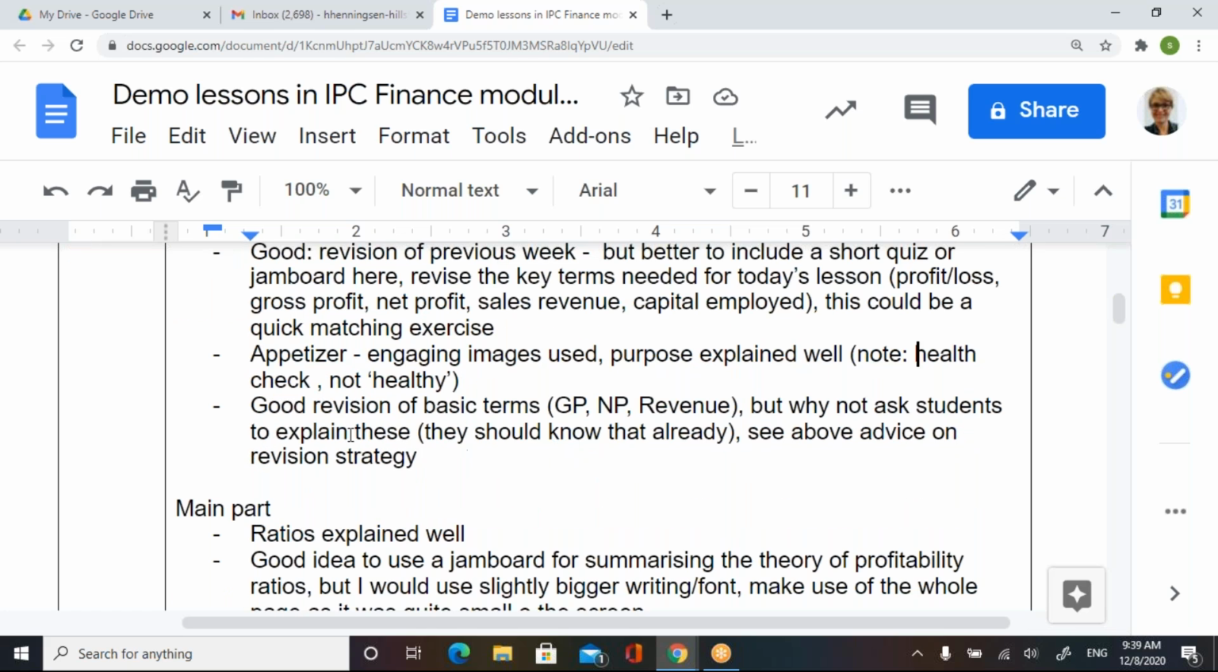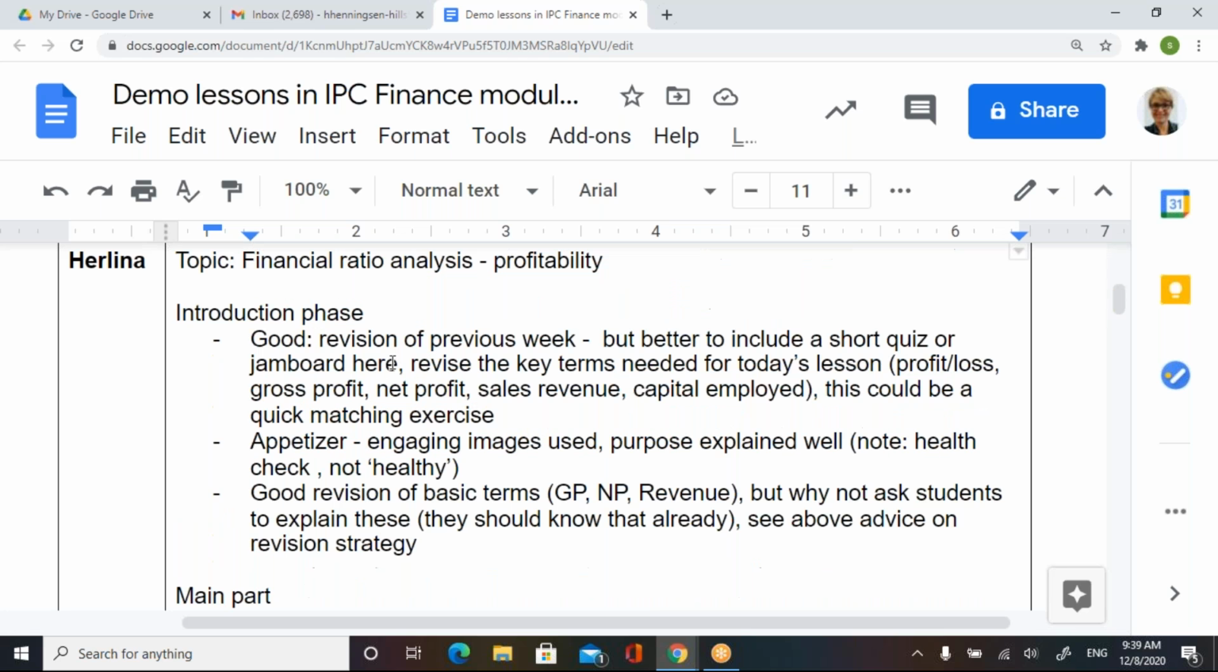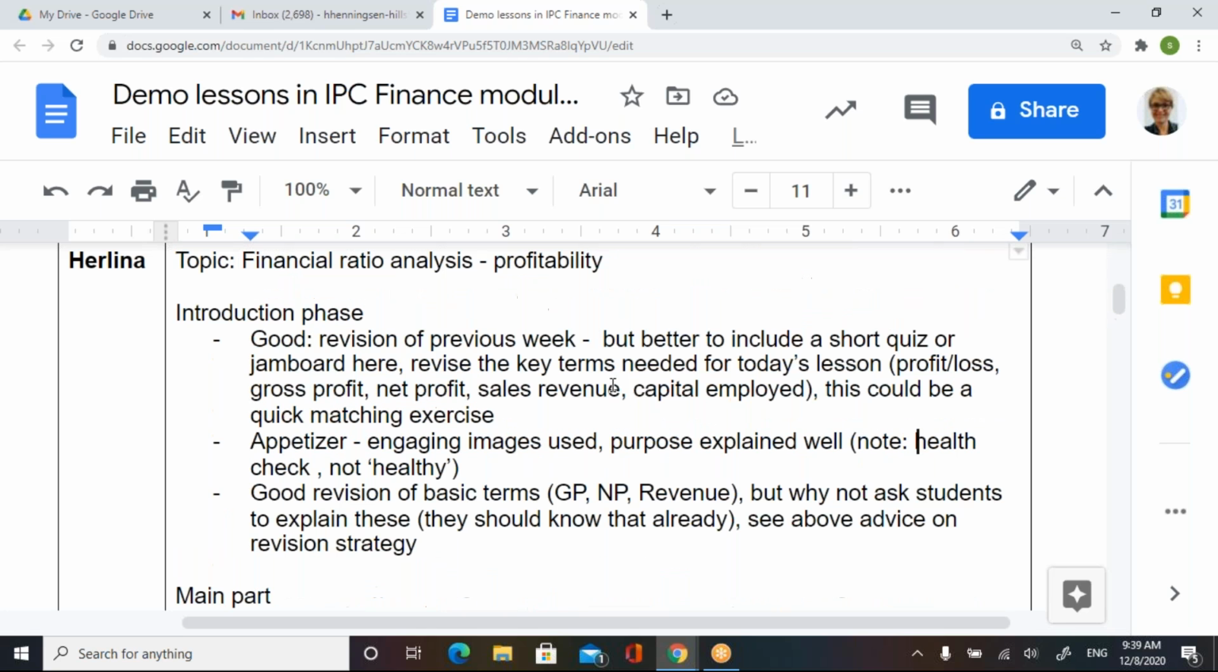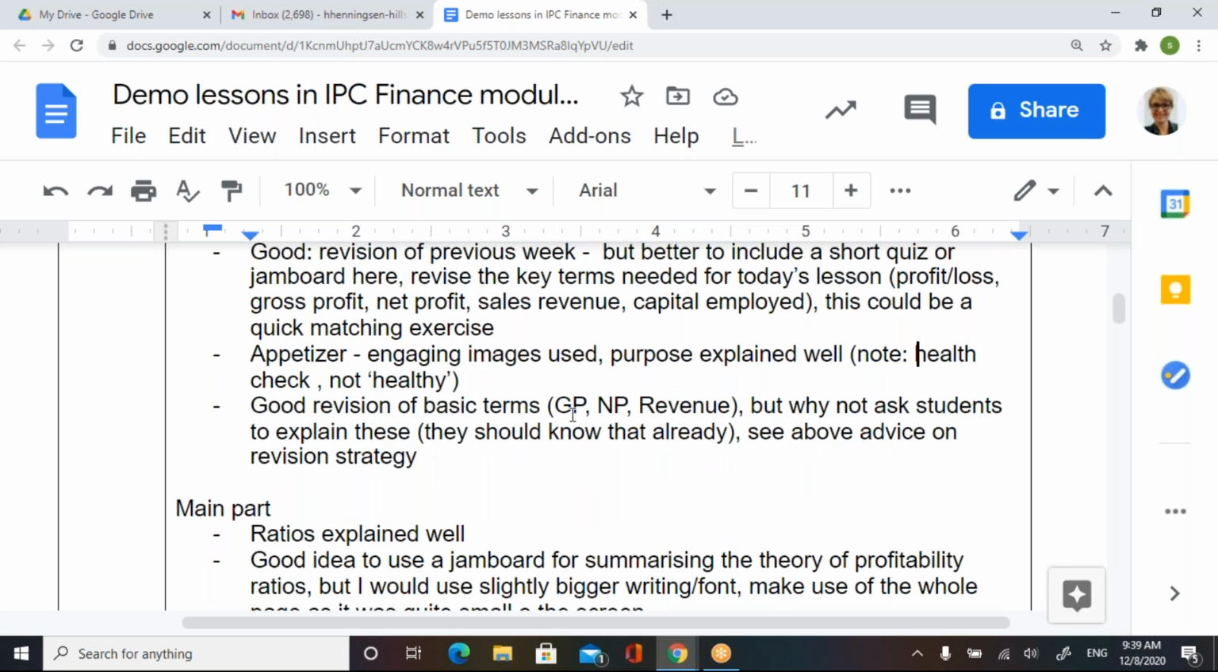Okay. It was a good revision of the basic terms that followed, but like I said, see advice above. Why not get the students a bit involved in that and make that a matching exercise, because they already know these terms, don't they? Gross profit, net profit, revenue, and like I said, I think I've included capital employed up here as well. They already know these terms, so you should be able to tap into that previous knowledge with your students in this part.